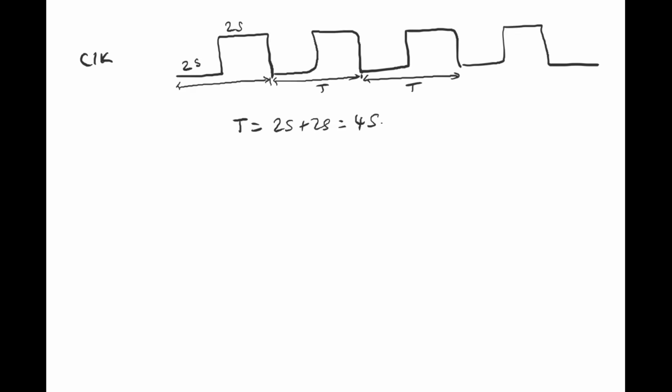So given this, what would the frequency of this particular clock be, or how would I calculate the frequency of this clock? Yes, that is 1 by t. So 1 by 4 seconds, which is 0.25 hertz, right? So this is your clock frequency in general. If you just do 1 by time period, you get the frequency of the clock. It is as simple as that.